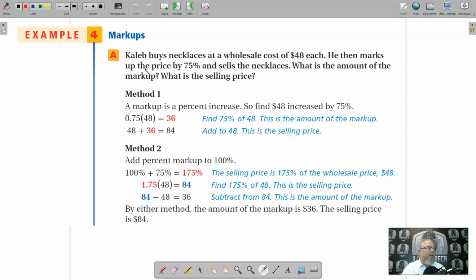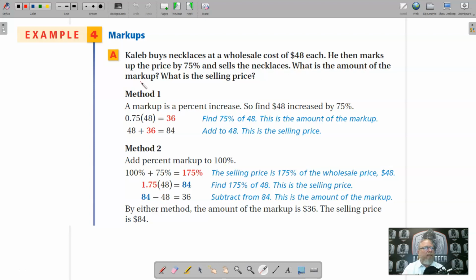Let's look at markups. Caleb buys necklaces at a wholesale cost of $48 each. He then marks up the price by 75% and sells the necklaces. What is the amount of the markup and what is the selling price? Well, the markup is going to be 75% of 48. So here we have 75% as a decimal, 0.75, of the original cost, 48. Multiply it out, it's 36. So the markup is $36.